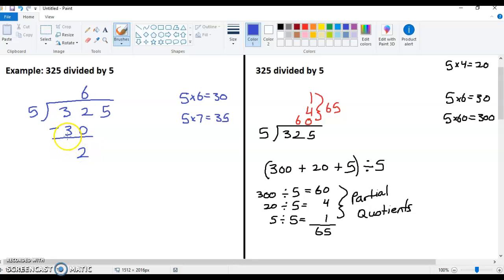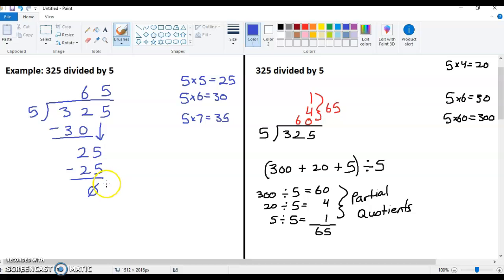Now you have to kind of start the process all over again. You want to know 5 times what number gets you as close to 2 as possible. Well, unfortunately, 2 is smaller than 5. So we're going to go ask for some help. So you go to the next place value and you bring down the next number in the ones place value. And now you see here we have 5 times what number will give you 25. Well, if you remember your multiplication facts, 5 times 5 equals exactly 25. So you're going to use the 5. 5 times 5 is 25, and when you subtract, your remainder is 0.